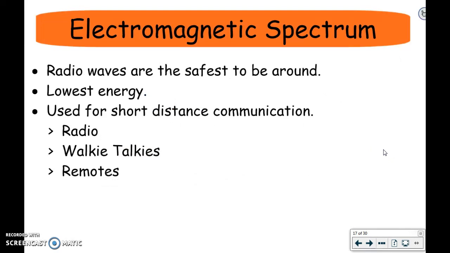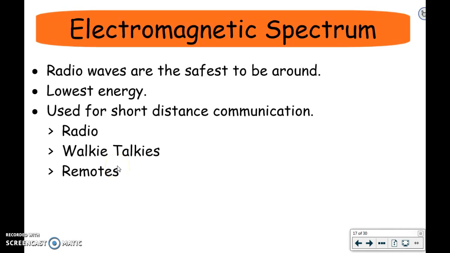Radio waves are the safest for us to be around. You guys are around them all the time, and you have no idea. Think about radio stations in North Brunswick. You could probably have access to 40 or 50 different radio stations. So right now, going through your body, you have 40 to 50 different radio waves, just from the radio stations. There are other things that are also radio waves. For example, walkie-talkies. They're actually radio waves. So think about how many radio waves are going through your body right now.